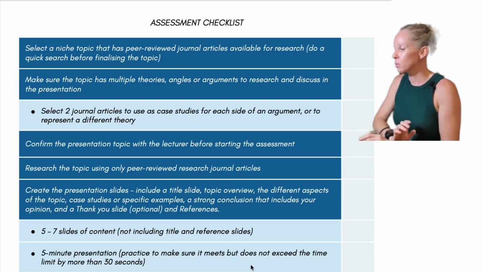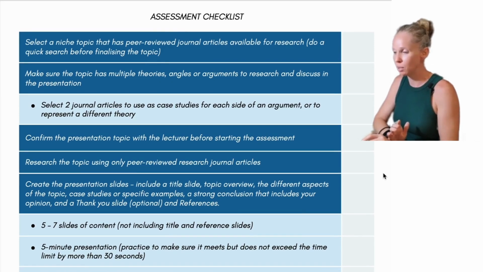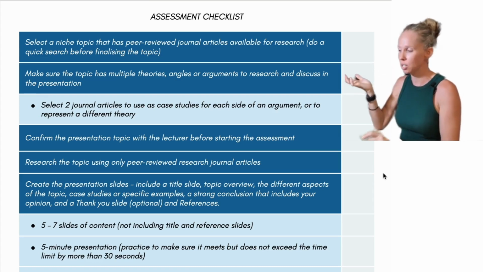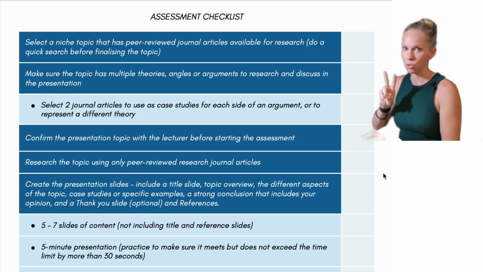Now that we've broken down the information and had a thought about what we need for each of those parts, we want to turn it into a checklist. So here's the checklist that I would create for this assessment outline. First of all, I would need to select a niche topic that has peer-reviewed journal articles available for research. So I would do a quick search before finalizing the topic. Then I want to make sure the topic has multiple theories, angles, arguments, something that I can research and discuss in the presentation. And I would select two journal articles to use as case studies.